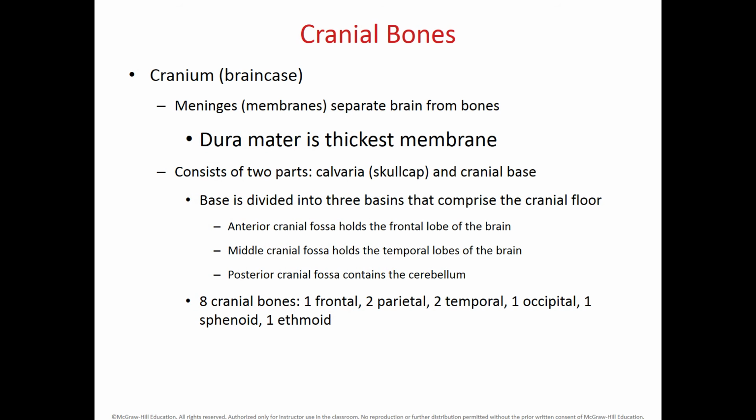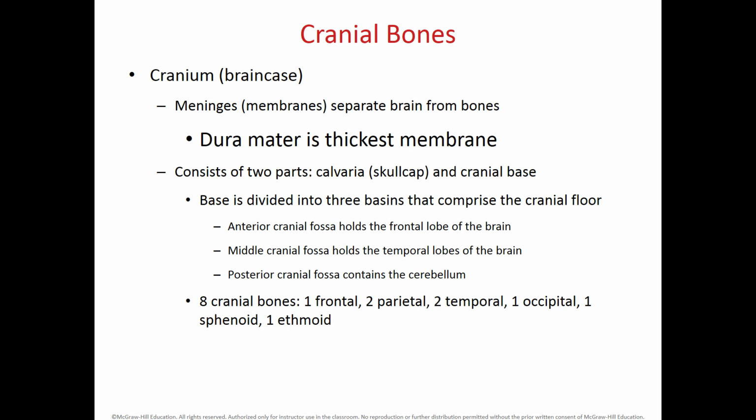So the cranium helps to protect the brain, but the cranium is separated from the brain by membranes that we call the meninges. These meninges are very important for the protection of the brain, and one of these meninges, of which we have three, is called the dura mater. This is the thickest membrane that is in close contact with the cranium, and it helps to divide the different areas of the cranial cavity.